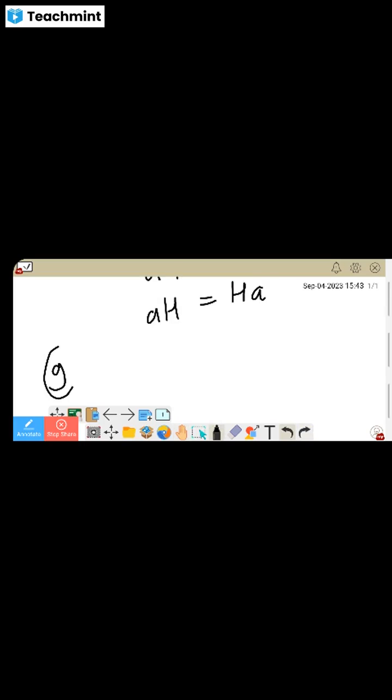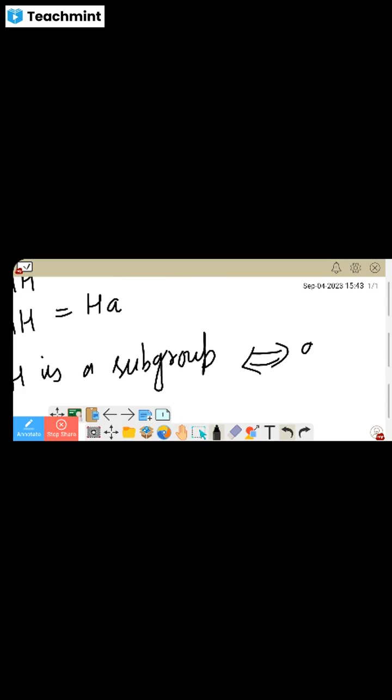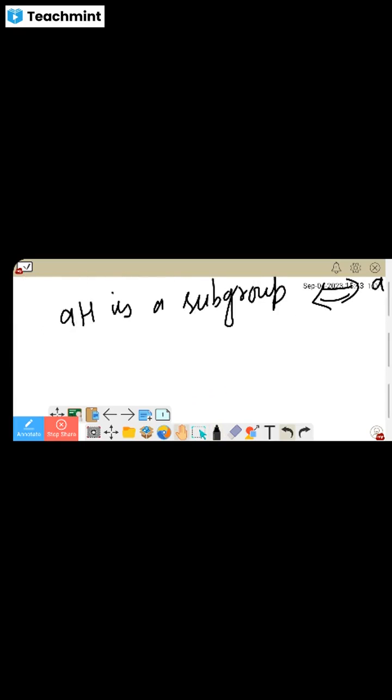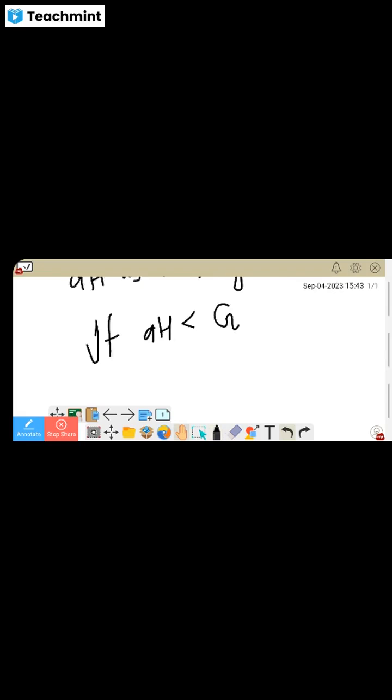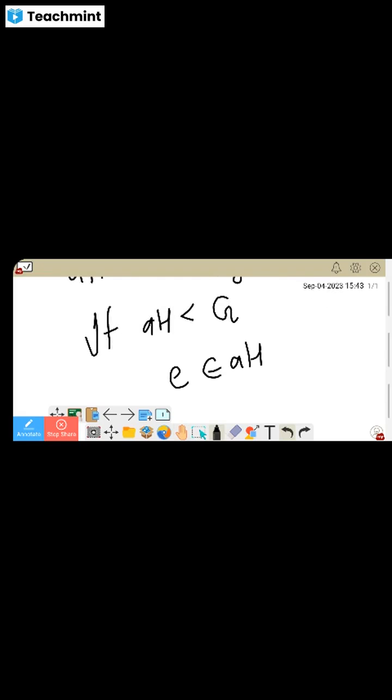The next property is: AH is a subgroup if and only if A belongs to H. So if AH is a subset of G, then E belongs to AH, which means, since this is a subset of G, then this must be.